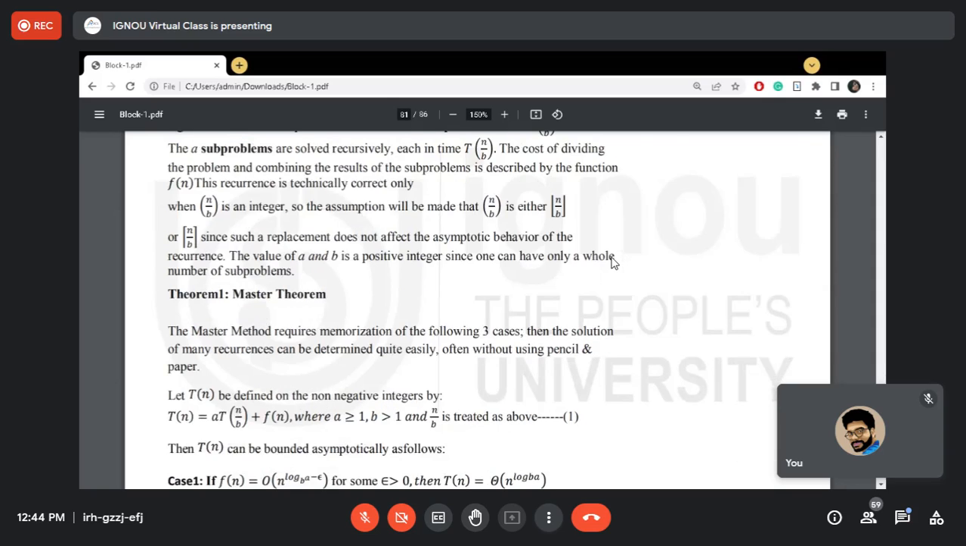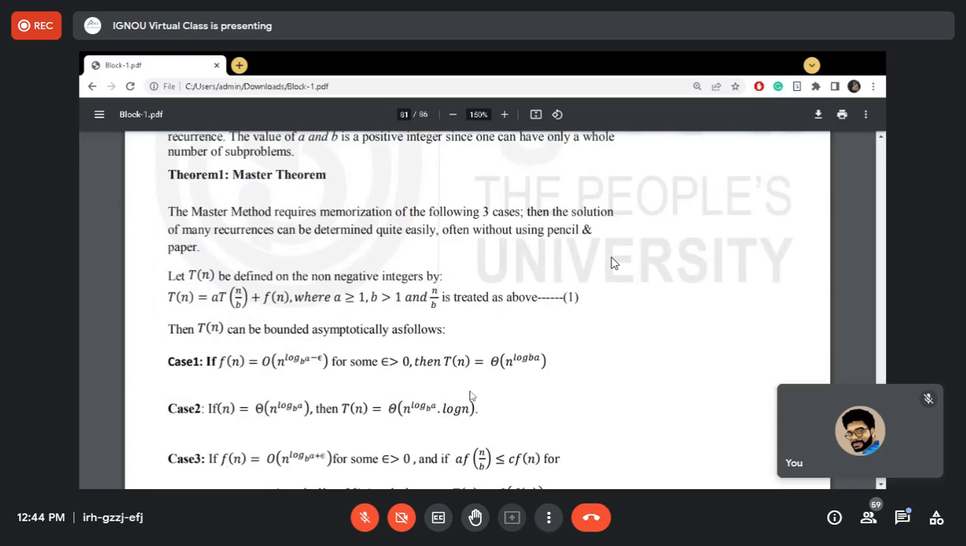So let's start with theorem number 1, the master theorem, and there are 3 important cases. You always write your master recurrence as T(n) = a T(n/b) + F(n), where a is always greater than or equal to 1 and b is always greater than 1. So this is the function for a recurrence.